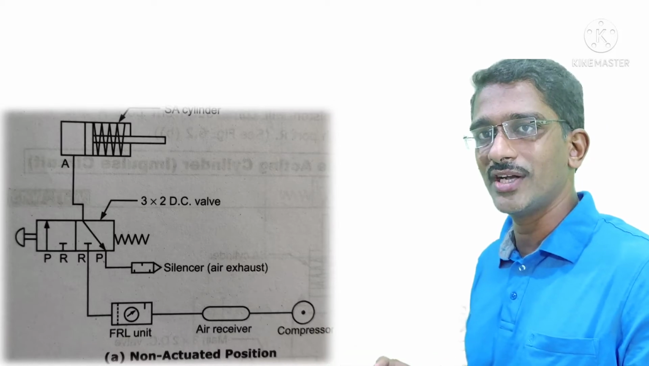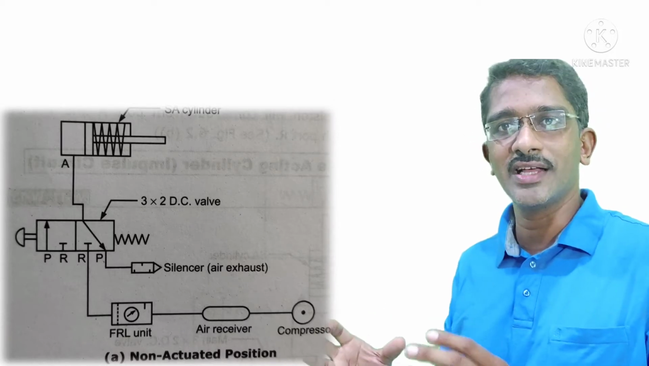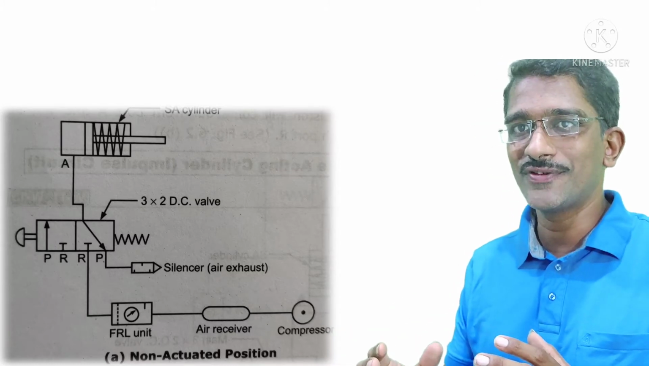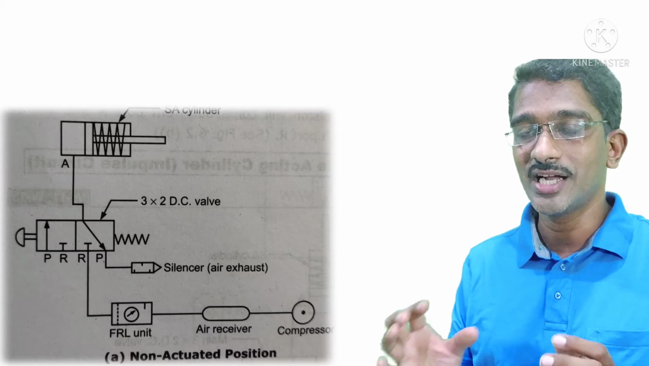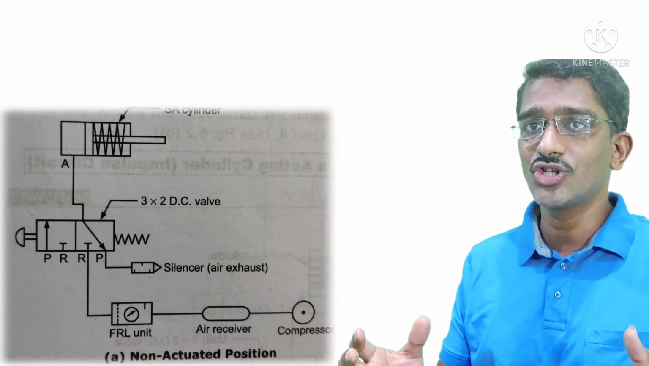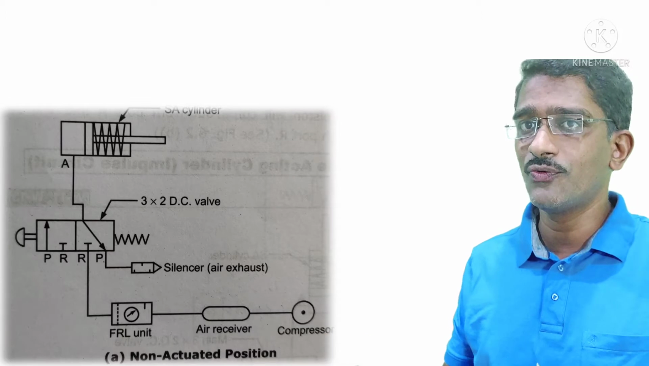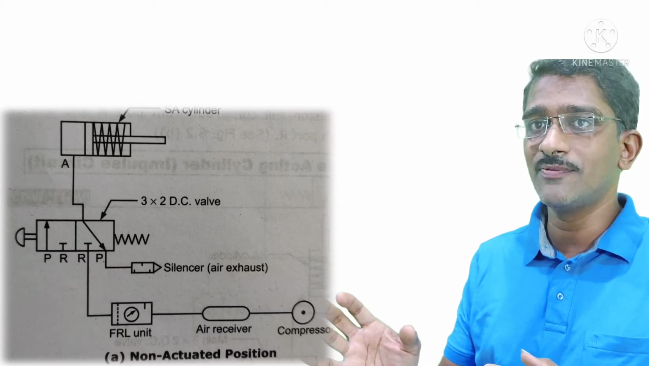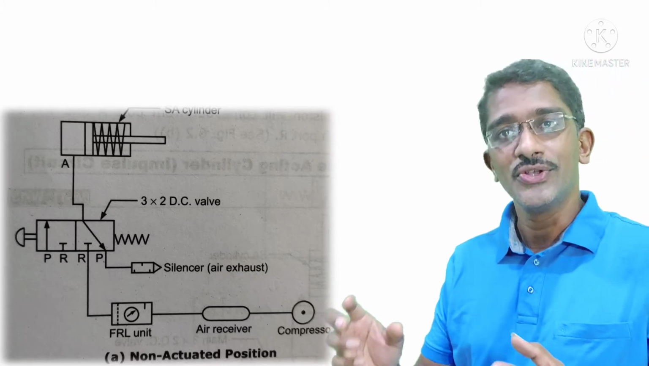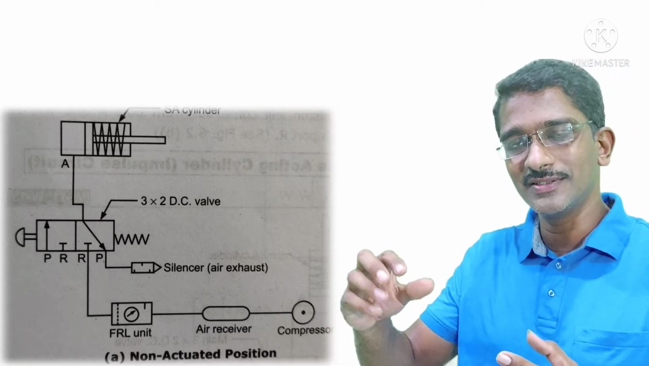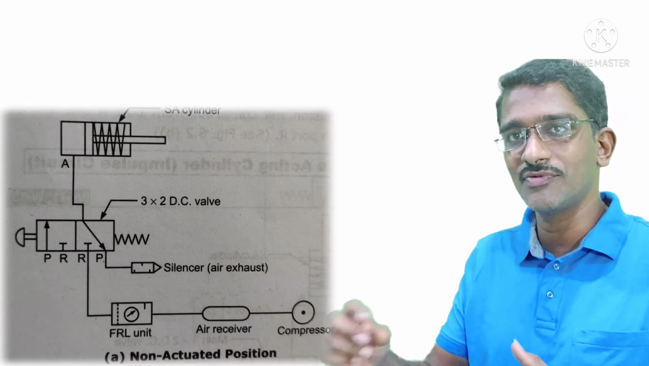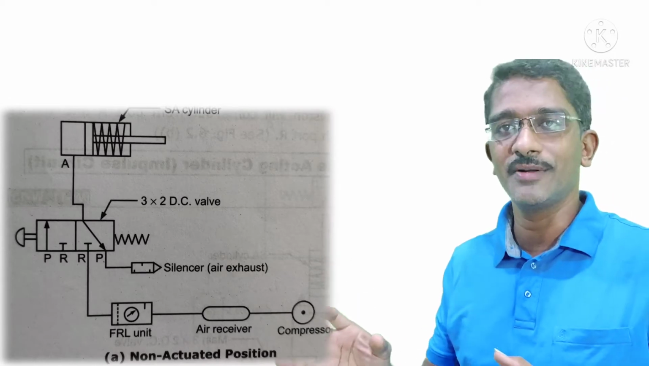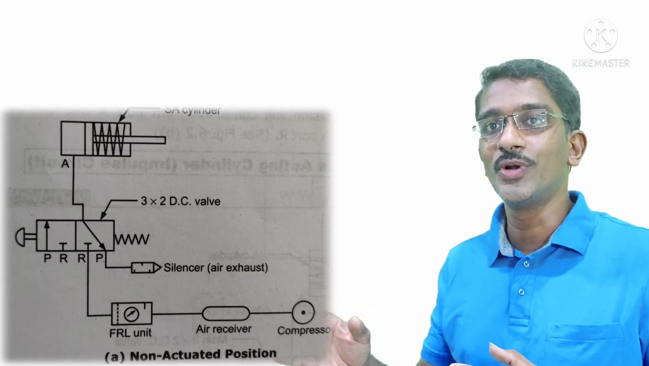That pressurized air goes to the FRL unit. FRL stands for filtered, regulated and lubricated. The air may contain some moisture or dust particles, and with the help of the filter we can remove them. Regulated: each system is designed for a certain pressure and flow rate, so the air is supplied at a certain flow rate, which we can adjust with the help of the regulator. And the lubricator adds some lubricating particles.